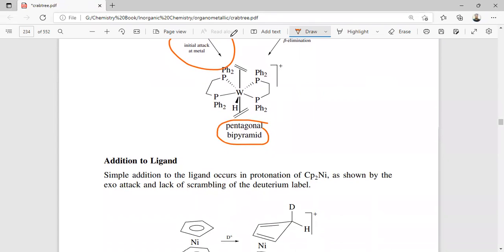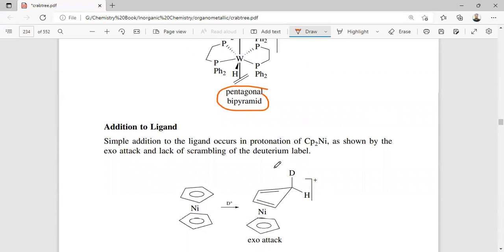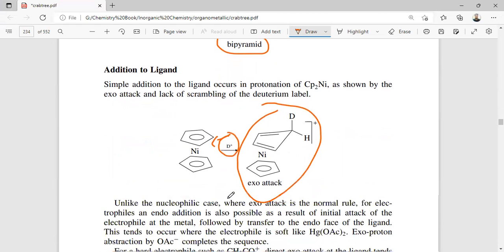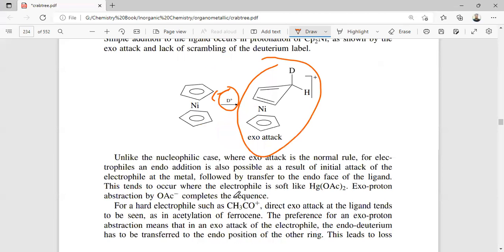Next, we will discuss the addition to the ligand. Simple addition to the ligand occurs in the protonation of Cp2Ni, as shown by the exo attack and the lack of scrambling of the deuterium label. Here D plus is the electrophile, which can attack the Cp ring, that is the ligand. So this exo attack occurs and this final product is formed.